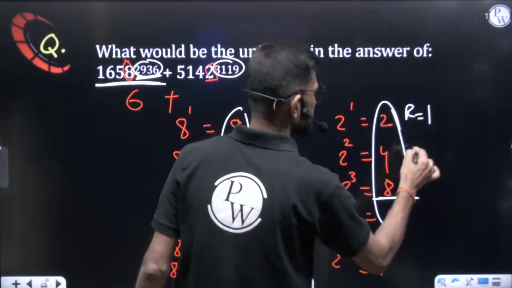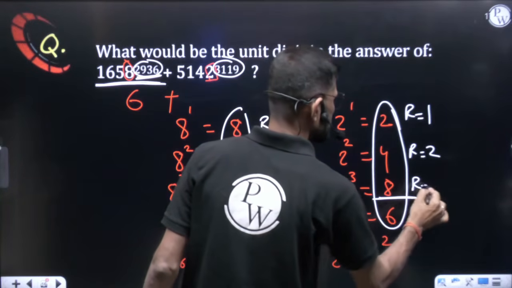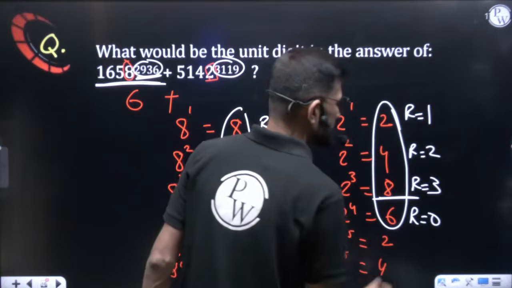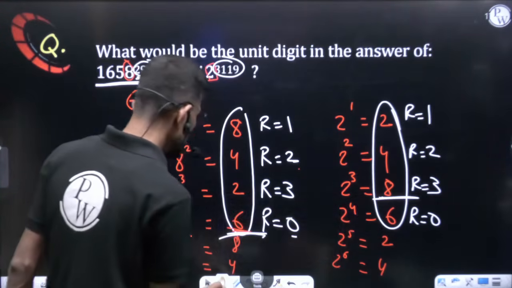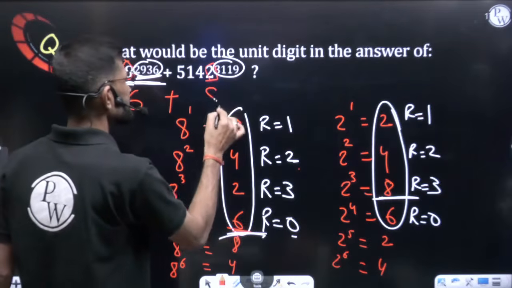Remainder 1, this is the answer. Remainder 2, this is the answer. Remainder 3, this is the answer. Remainder 0, then the last one is the answer. So we will get remainder 3. Remainder 3 means it will stop here. It means for this, the last digit will come as 8.